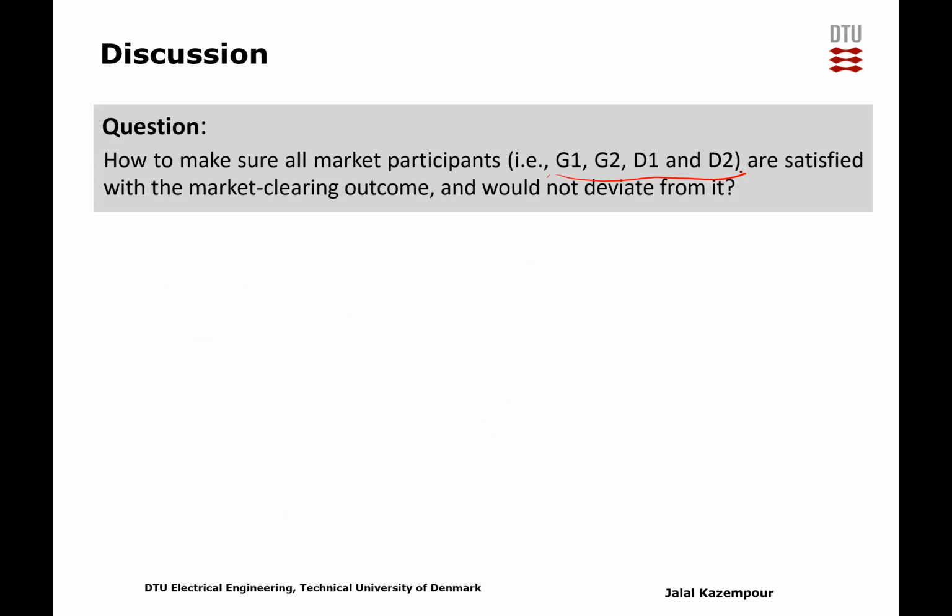If we schedule generator 1 at 100 megawatt, how do we know that the generator will not deviate, for example, and produce 90 megawatt instead of 100? How do we know that the market clearing outcomes are satisfying results for all market participants? Do you have any idea?